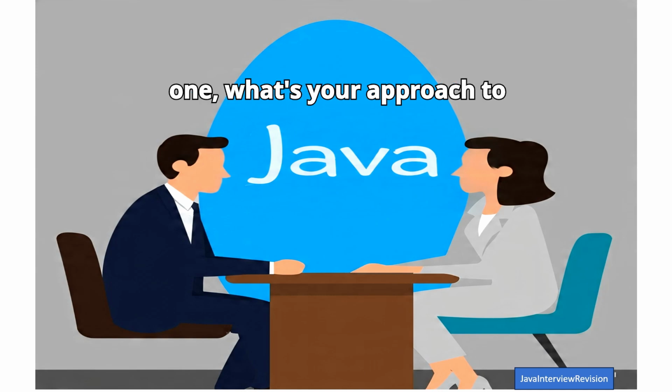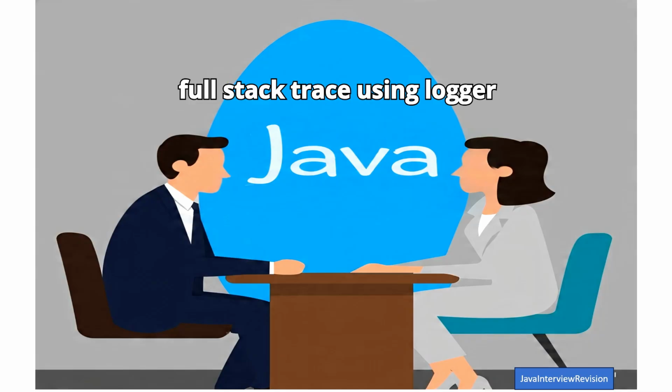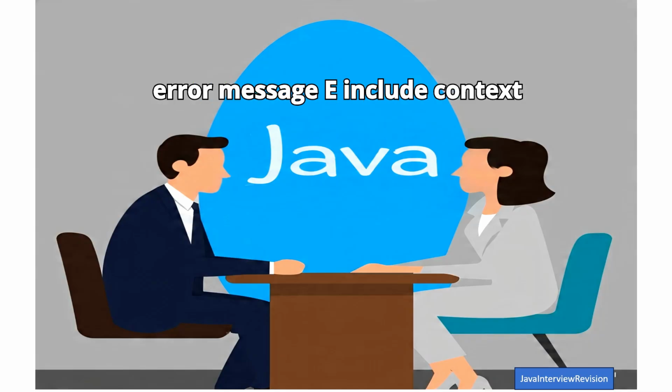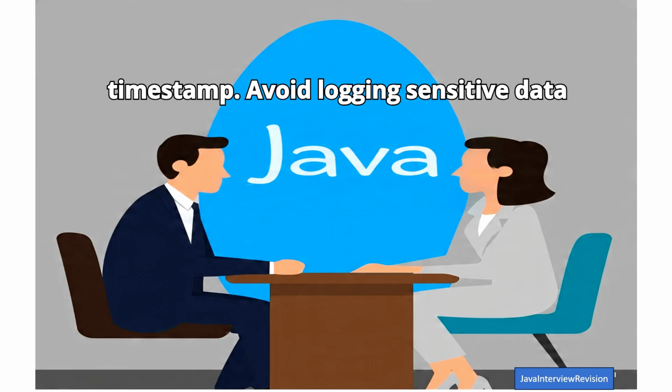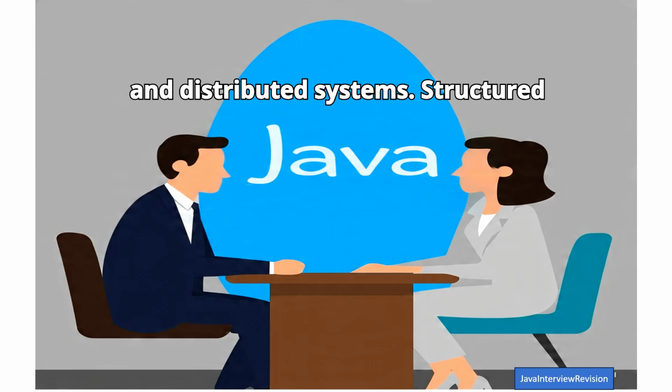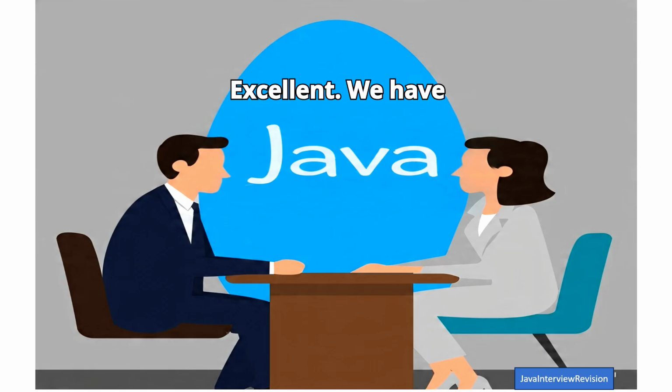Last one. What's your approach to logging exceptions? Always log the full stack trace using logger.error(message, e). Include context like user ID, operation, and timestamp. Avoid logging sensitive data. In distributed systems, structured logging with correlation IDs is a must. Excellent.